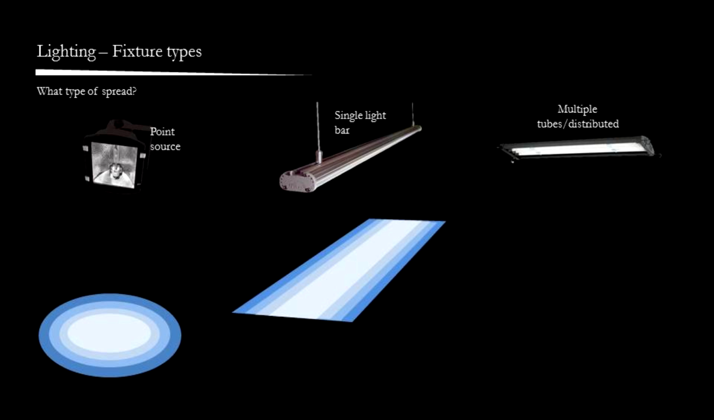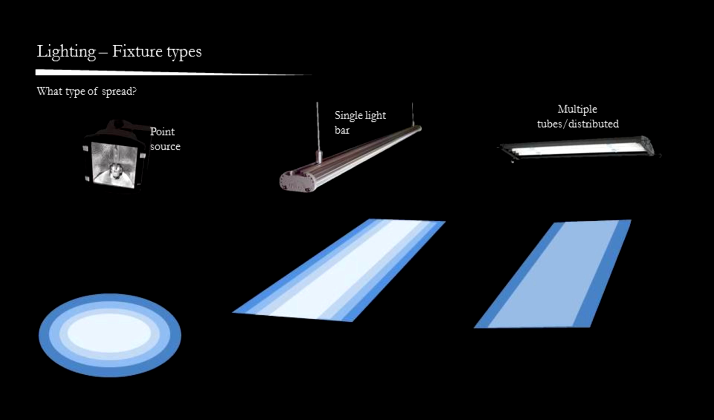For single light bar formats, which is commonly used in LEDs, we get the strongest power directly below the fixture's center line, and this diminishes according to how far we move from the center line.